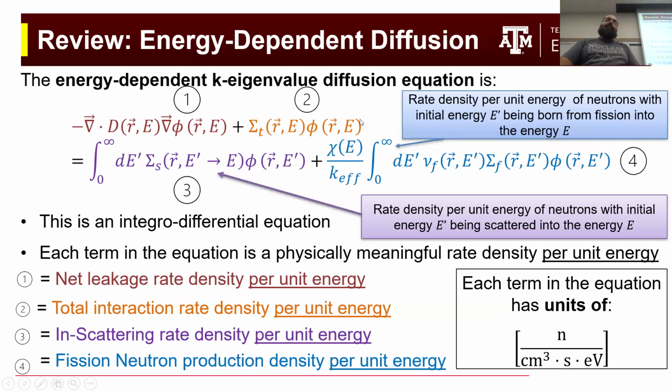The energy dependent scalar flux is also effectively a density in energy. And so in this equation, because it's energy dependent, every single one of these terms is telling us about a reaction rate density that is also per unit energy. So in terms of the physical interpretations, they have the same meaning that they had in the one group diffusion equation, but now everything is energy dependent. So every quantity is per unit energy.